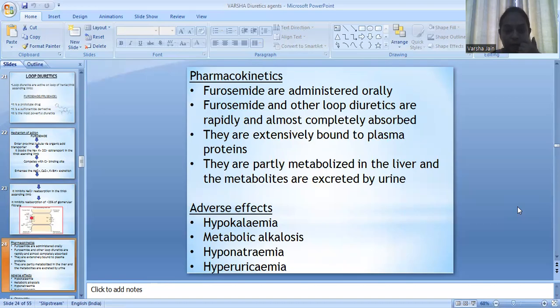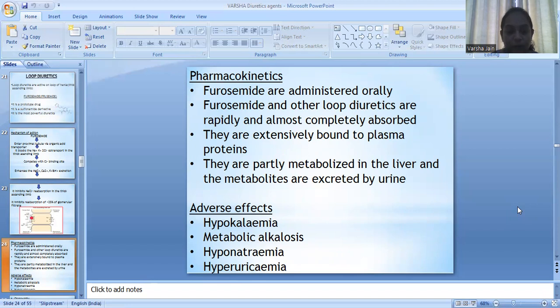Coming to the pharmacokinetics, furosemide can be administered orally. Furosemide and the other loop diuretics are rapidly and almost completely absorbed. They are extensively bound to plasma protein. They are partially metabolized in the liver, and metabolites are excreted in urine.